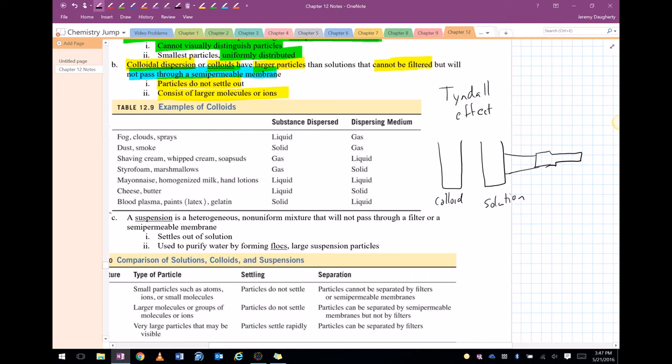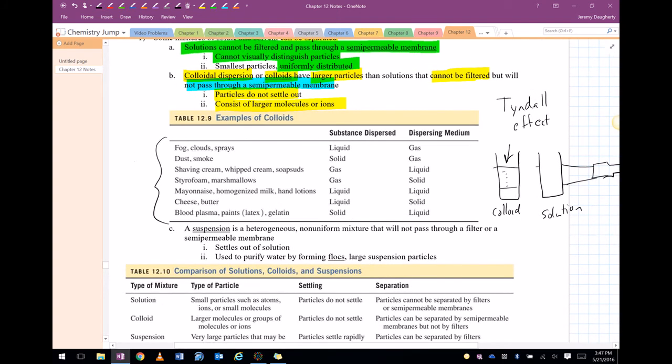So in the solution, we wouldn't see the beam of light, but through the colloid, we would actually see the beam of light. The reason why is because the particles are larger in the colloid, and since they're larger, light will bounce off of them. In the solution, the particles aren't nearly as large, and so the light will not bounce off of them. So that's one quick way to check for a colloid, which is also why you don't want to shine your bright lights when you're driving a car in fog, because the bright light will bounce off of the particles that are suspended.